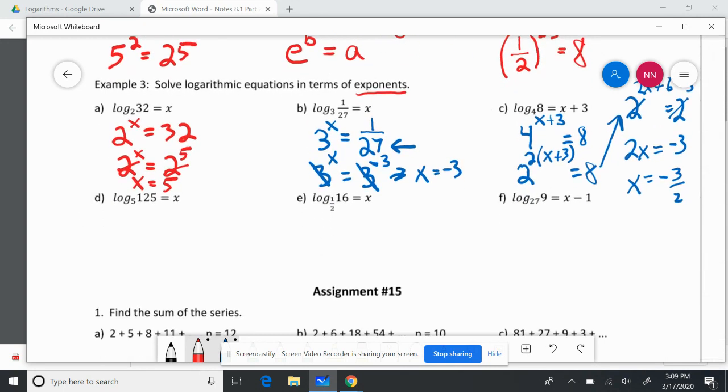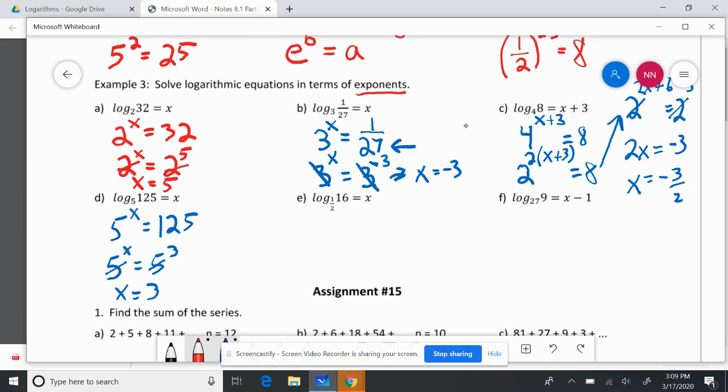Let's look at a few more examples. Looking at letter D, our base is 5. Raising it to the x is equal to 125. So that would be 5 to the x equals 5 to the third. Bases cancel. X is equal to 3.